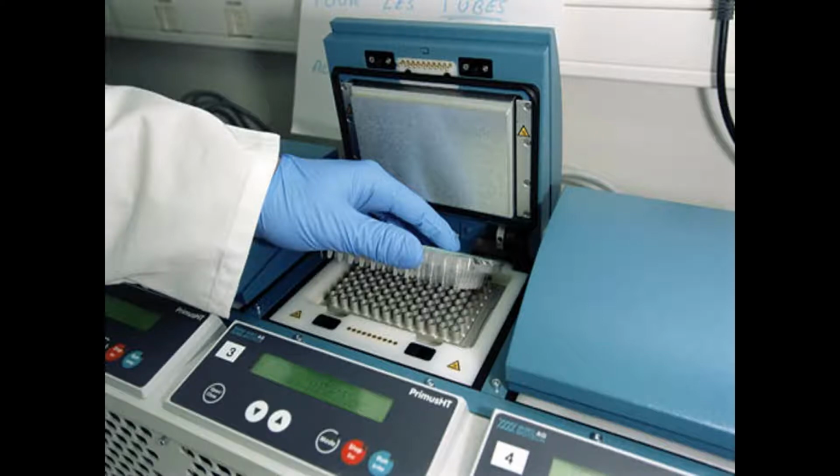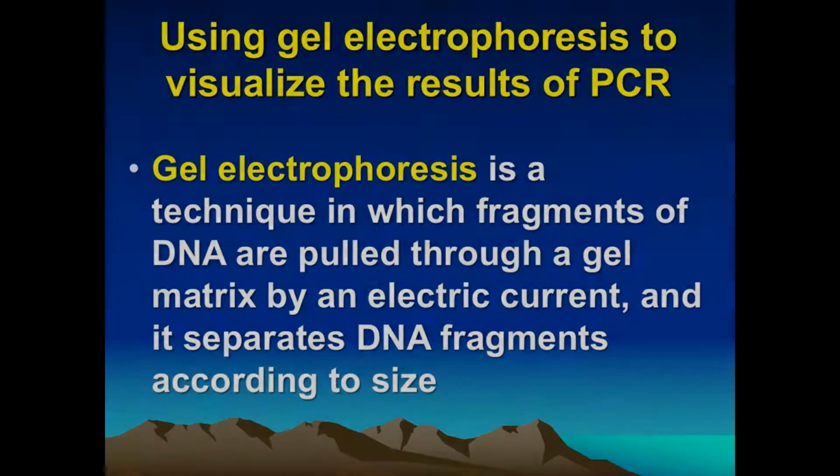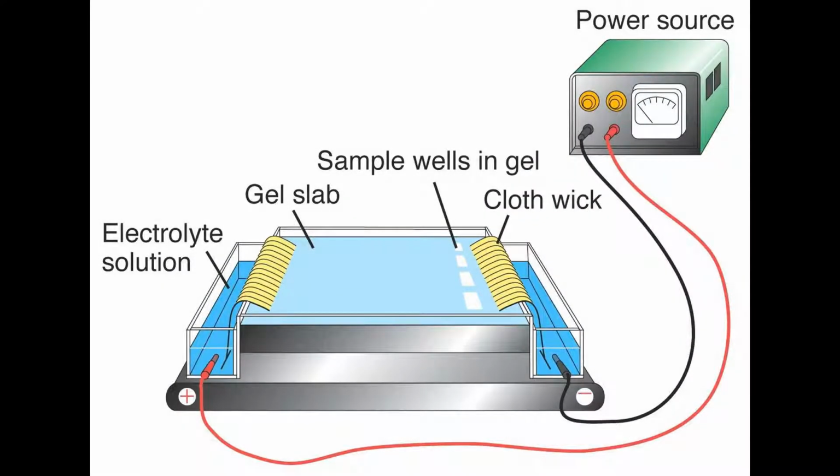So, this is a technique in which fragments of DNA are pulled through a gel matrix by an electric current. So, ano ba itong mga fragments of DNA? Di ba, DNA has nitrogenous bases, adenine, thymine, cytosine, and guanine. Okay? So, these fragments are being pulled through a gel matrix, okay, by an electric current.